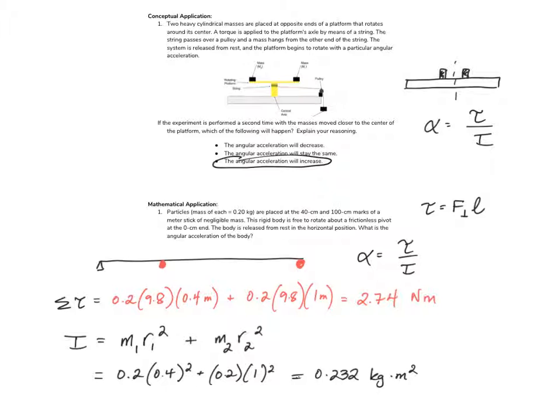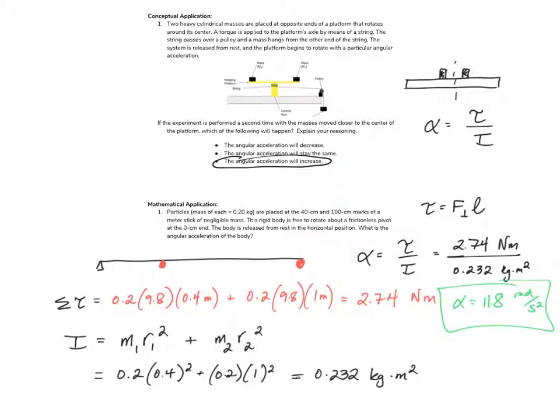All right, so we're almost done. What we're going to do is take this value and plug and chug it into here. So this is going to look like this: 2.74 Newton meters divided by 0.232 kilograms times meters squared. That's going to give us, for a final answer, 11.8 radians per second squared for that angular acceleration.